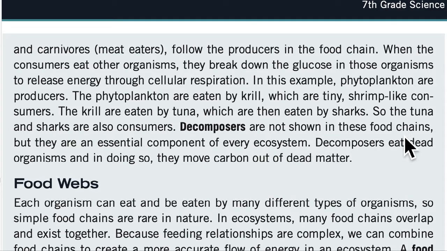Decomposers are not shown in these food chains, but they are an essential component of every ecosystem. Decomposers eat dead organisms, and in doing so, they move carbon out of dead matter.